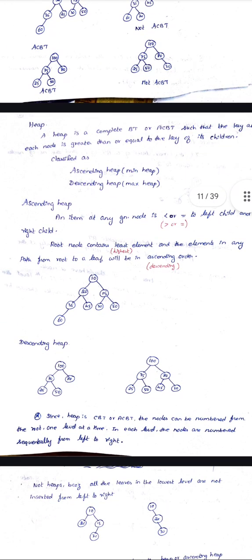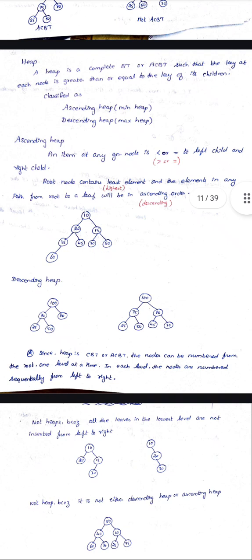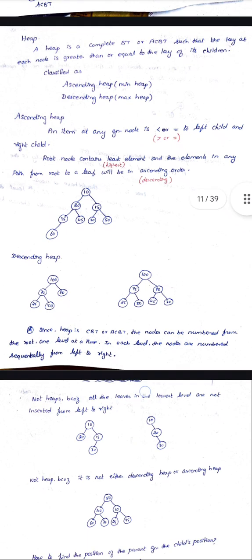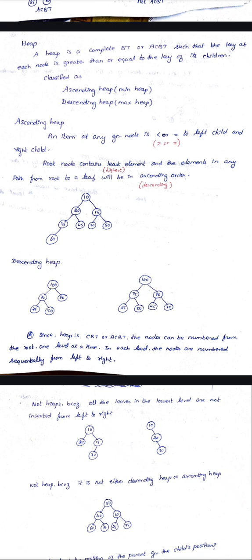Heap. A heap is a complete binary tree or ACBT such that the key at each node is greater than or equal to the key of its children. Yes, a heap is a complete binary tree such that the key at each node is greater than or equal to the key of its children.